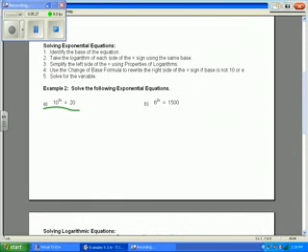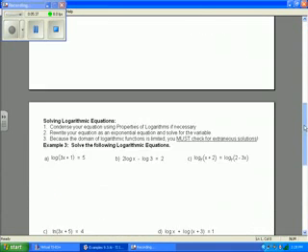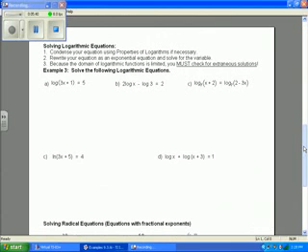Very good. Because the variable is in the exponent. So we're going to be dealing with a type of problem where our variable's in the exponent. Okay? We'll come back and talk about that in a second. The next type of problem, look at this next section.